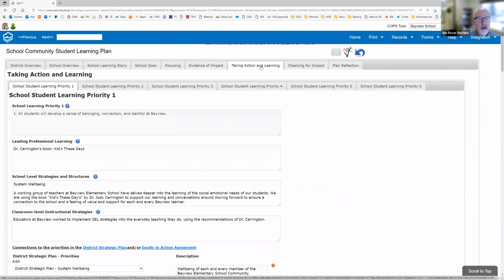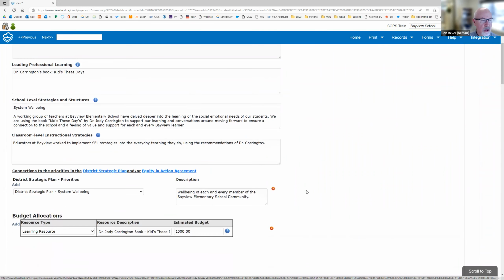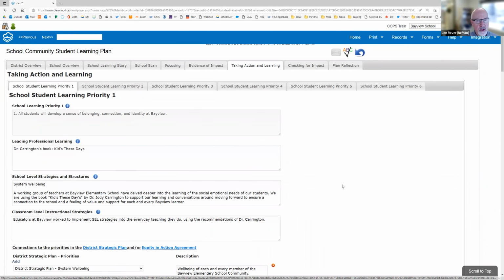Moving from there, then this is the meat of the plan where principals and vice principals work with their teachers to talk about the learning that needs to be done around the particular priority, the school level strategies and the classroom level strategies. And this is where they also start to make connections to our district strategic plan, which provides them with recommended strategies to pursue this work.